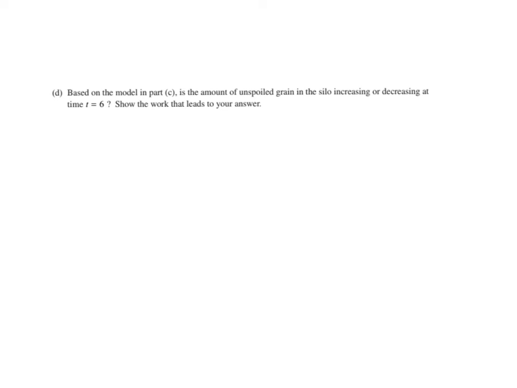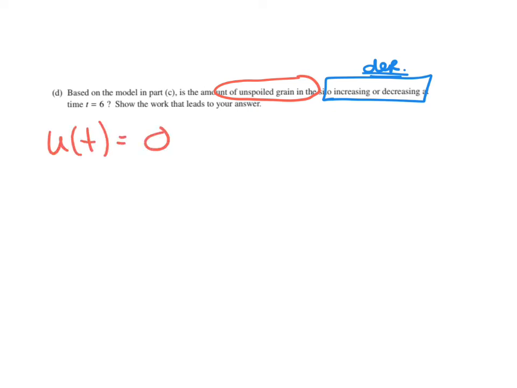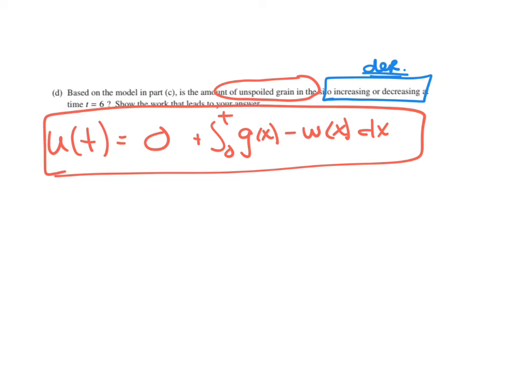Based on the model in part C, is the amount of unspoiled grain in the silo increasing or decreasing at t equals 6? Okay, so calculus-wise, increasing or decreasing is telling me to take a derivative. Now you don't have to guess the derivative of what: the unspoiled grain. Well, what did we just write that equation for? So let's go back and look. Our unspoiled grain started with nothing, plus the amount that came in, which was that g of x, minus the amount that came out, which was the w of x. And I want to know if this unspoiled grain here is increasing or decreasing. So I just need to take its derivative.